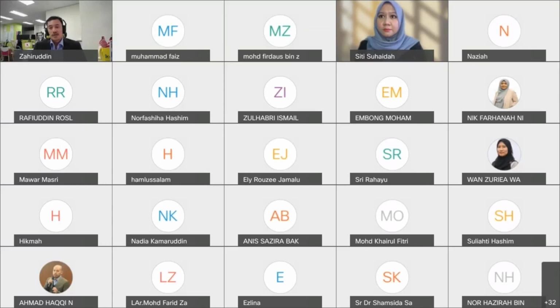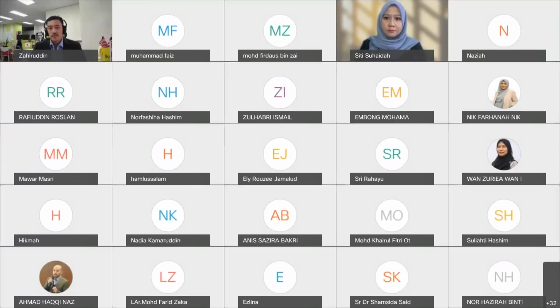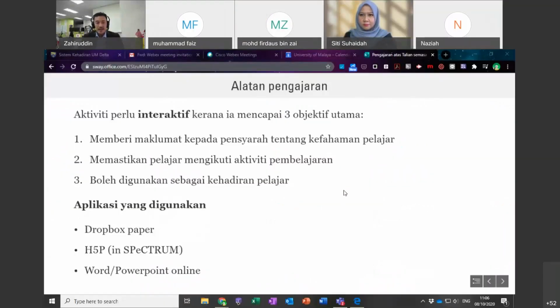Okay, so other active applications that we use in teaching in UM are, so these are the three basic samples: Dropbox Paper, H5P, which is embedded as a plugin in our Moodle Spectrum, or you can use Word or PowerPoint online. So there is a question that I saw pop up just now.